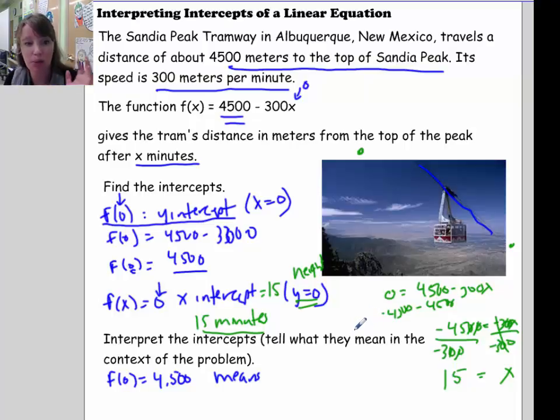So we talked all about intercepts today, x and y. We talked about how to find them with a graph, how to find them with an equation, and what they mean in the context of the problem, and how to use them to graph. All right, and that's the end of the lesson for today.